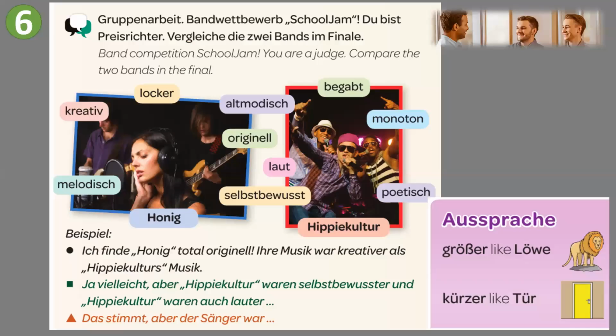Okay, so we've got to the final now. So in the school jam final, so it's a real competition. The 2 finalists were Honig and Hippie-Kultur. So you're the judge. Can you write a couple of sentences for each one? So what do you think? Which one's better than the other or not as good as the other? You have to imagine which one you think is the better one and what you're going to say and how you're going to compare. Okay. 3 minutes, 2 sentences for each photo. Pause now.